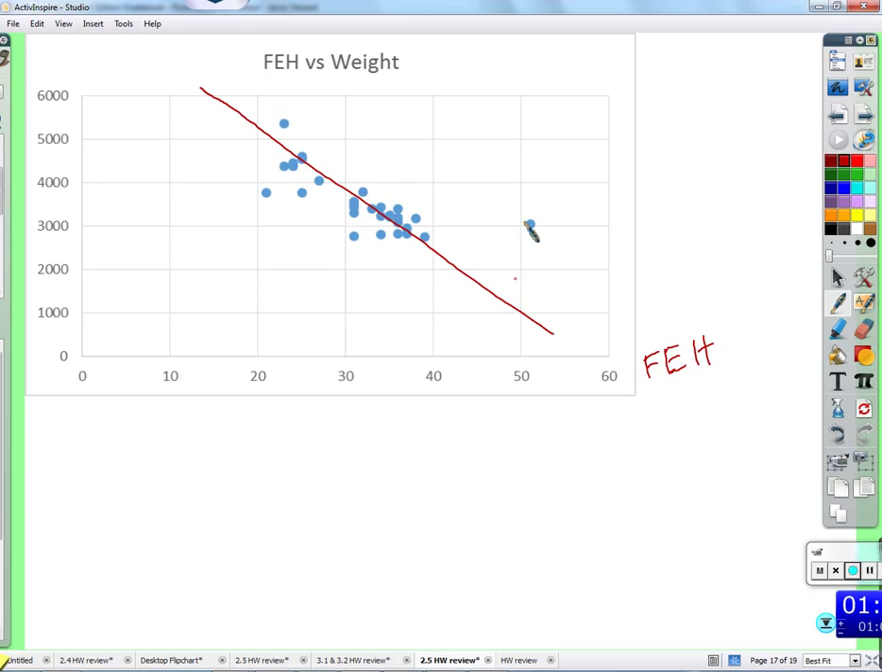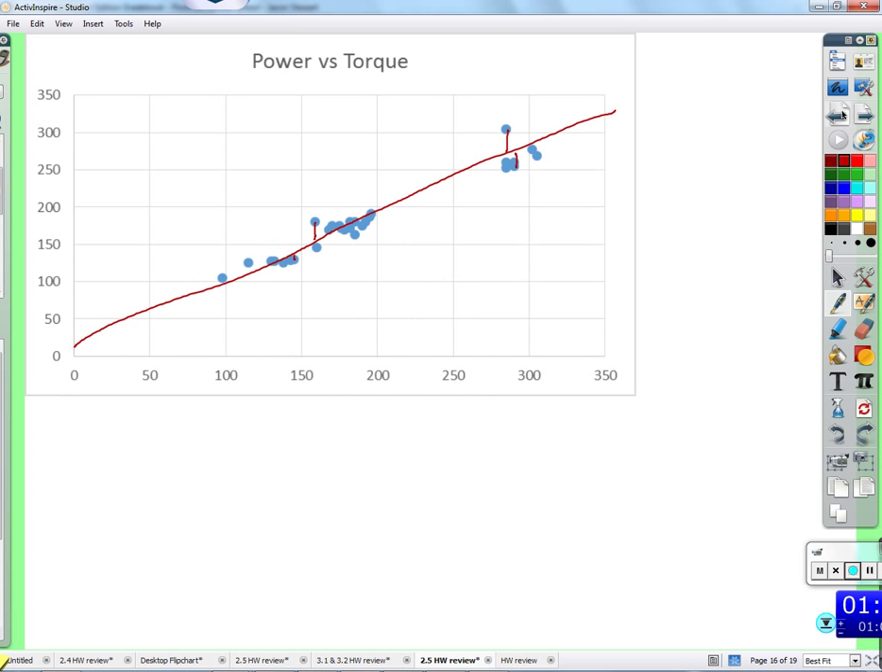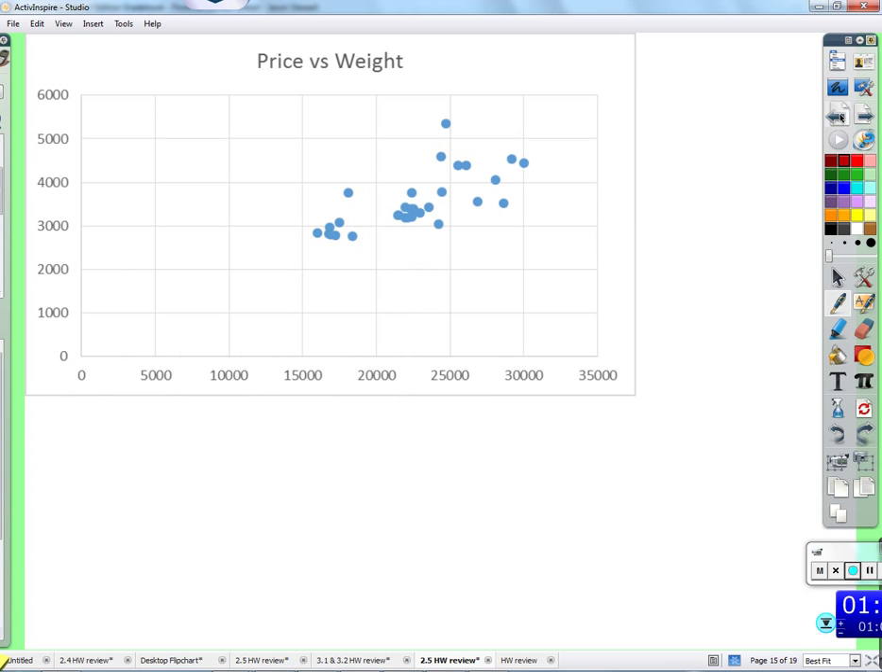So, because this line that we would draw, the line of best fit, goes down, what kind of slope does it have? Negative slope. Going down and to the right is what we call a negative slope, so this is what we call a negative correlation. So this data is negatively correlated. How is this correlated? Positive correlation. How about this data?